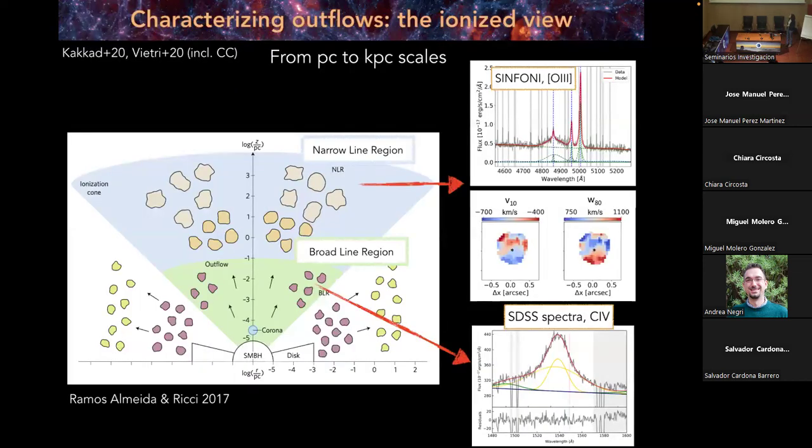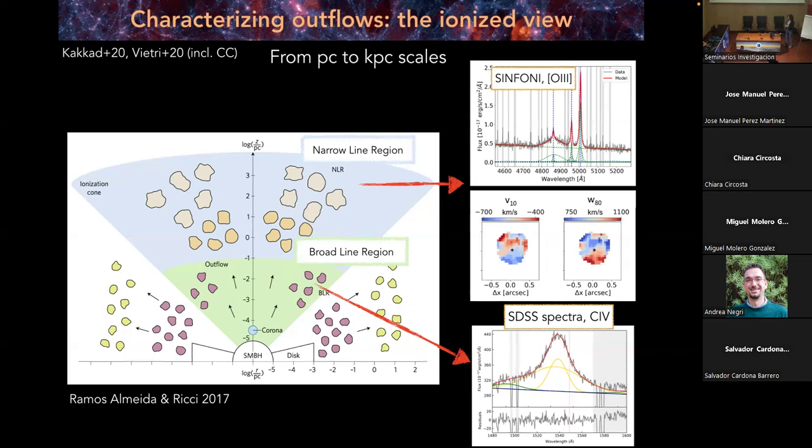Okay, so now let's see what we learned in the characterization of ionized outflows. For this work, it's a combination of data. We could join the SINFONI observations with publicly available SDSS spectra tracing the carbon-4 line. In this way, we could probe outflows from parsec to kiloparsec scales. As I said earlier, oxygen-3 is produced in the narrow-line region, while carbon-4 is produced in the broad-line region, so closer to the supermassive black hole.